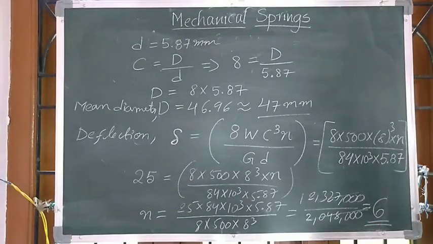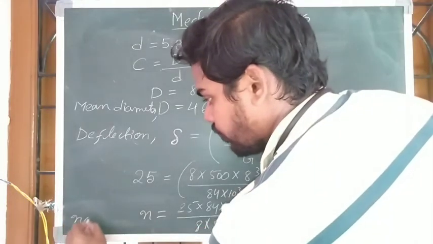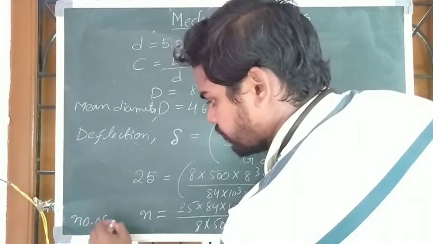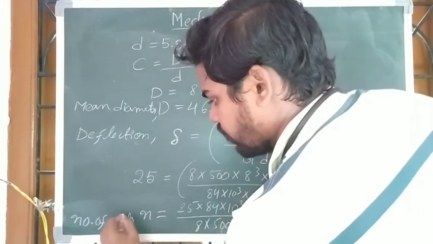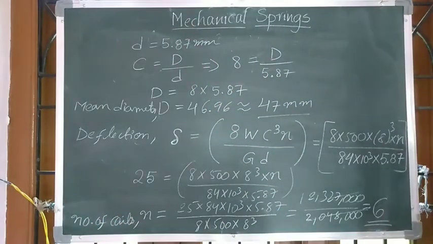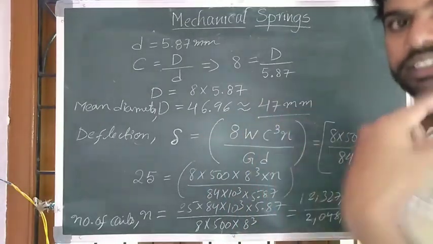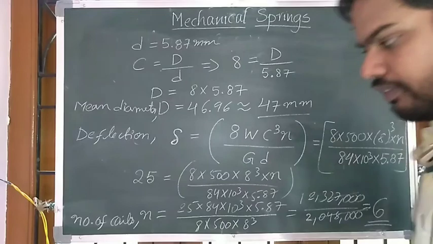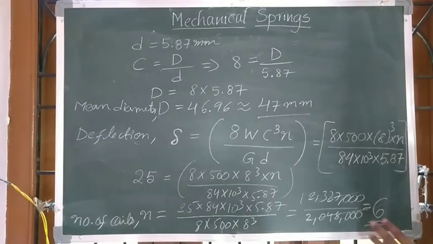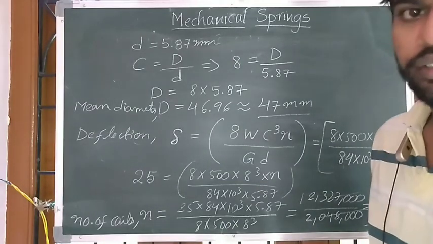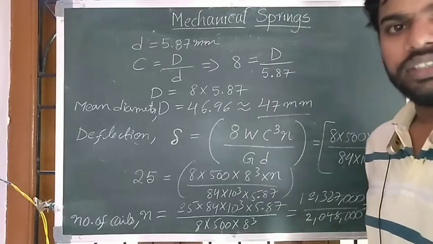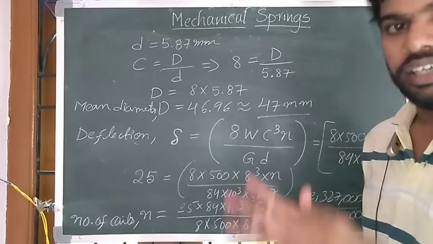Hence the number of turns or coils, active coils, n is equal to 6. So the spring has 6 coils, like 6 turns. So number of coils n is equal to 6. You can calculate stiffness also. This is the procedure to design a compression spring.